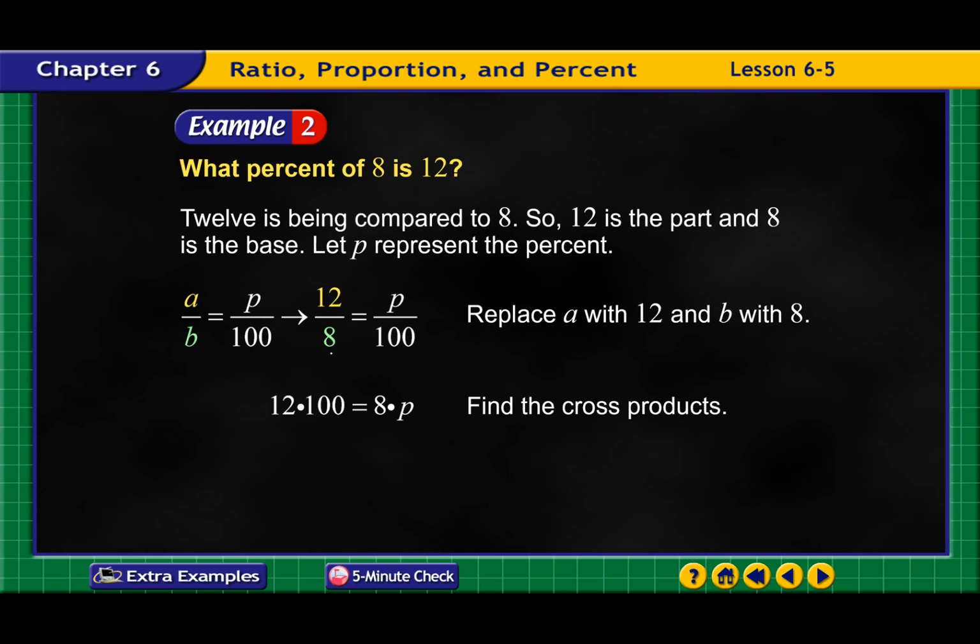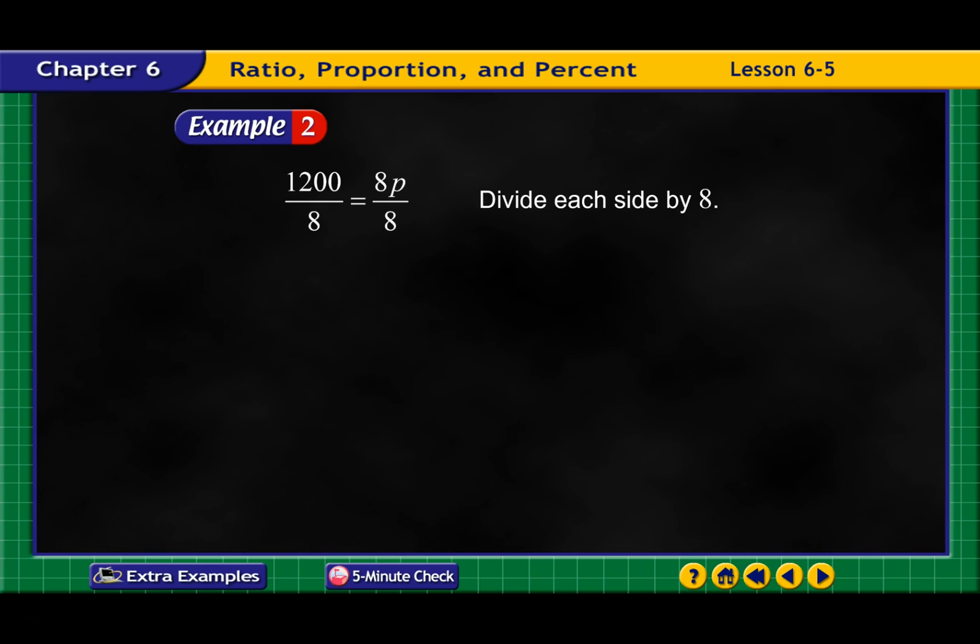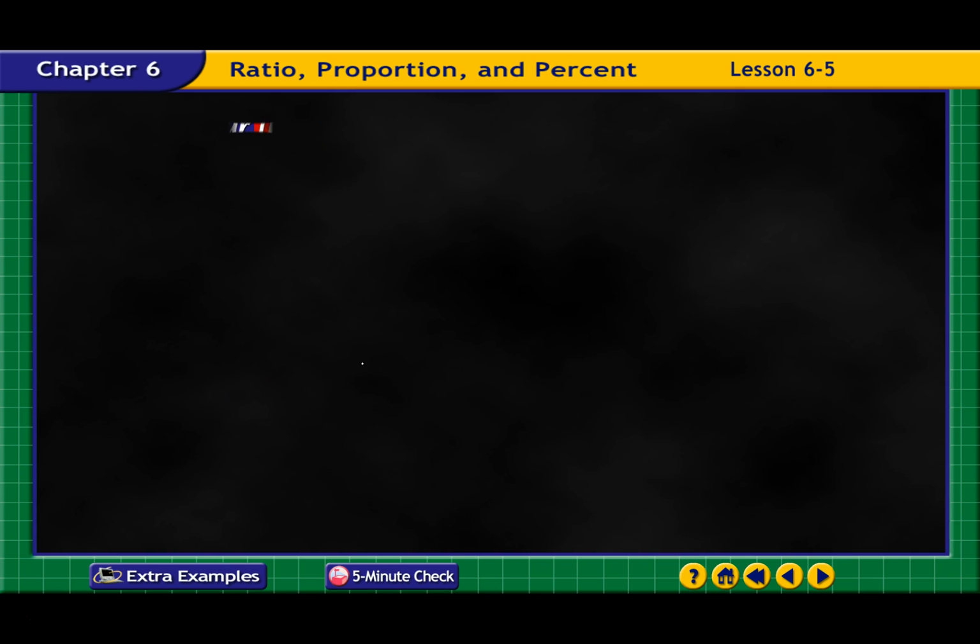We cross products. We simplify that. We're going to divide both sides by 8. And from there it comes out to 150. So 12 is 150% of 8, or 150% of 8 is 12. They did kind of switch those around in that wording. Both are correct, but I do need that whole thing, all 3 numbers. And your turn, go.